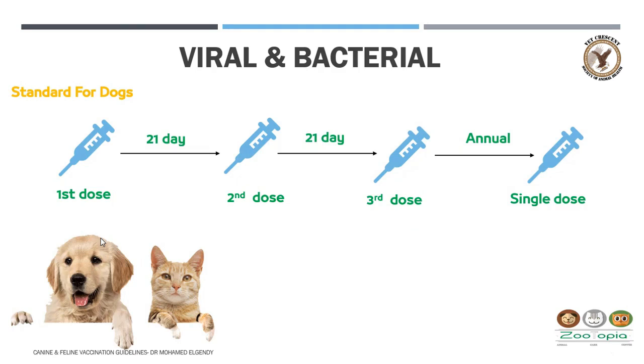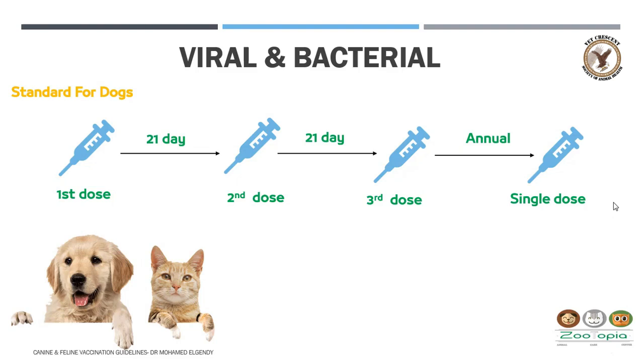When should we start? The dog, the cat, and any animal are born with innate immunity from the mother. This immunity starts to diminish from 6 to 8 weeks old. So the suitable time to give the vaccine is starting from 6 weeks old. Then repeat it after 21 days, which means 3 weeks, the second dose, which is the first booster. And after 21 days, 3 weeks, give the second booster, which is the third dose. Then annually give a single dose.